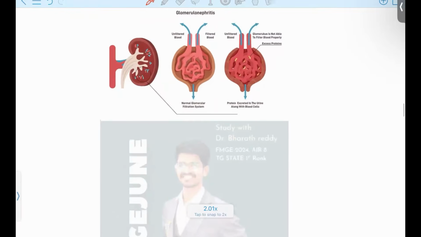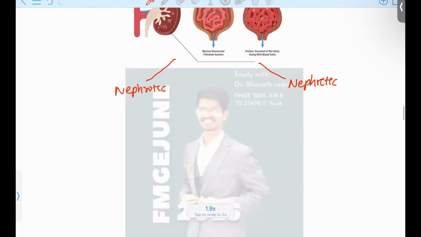Next, we will be discussing the glomerulonephritis. In the glomerulonephritis, there are two types. One is the nephrotic, the other one is the nephritic. So when I say the nephrotic, it is mostly related to the protein only. So the protein is highly lost in this patient. More than 300, the patient will have a high loss of the protein.